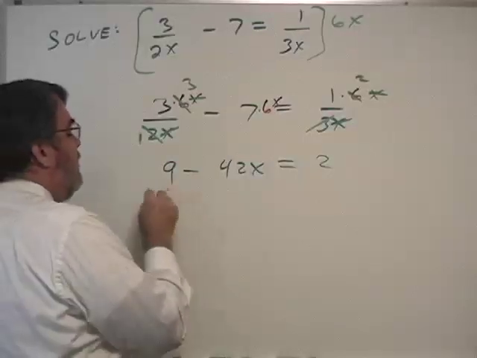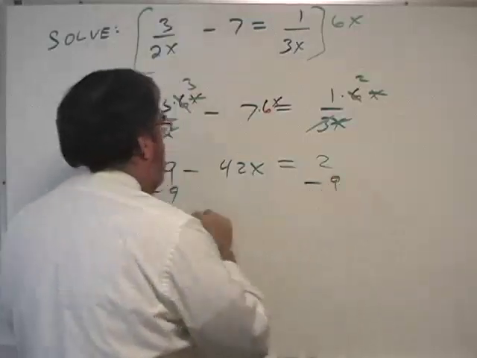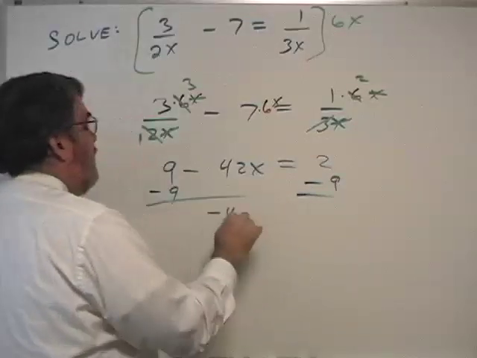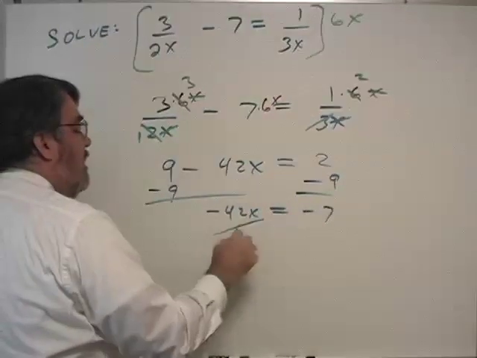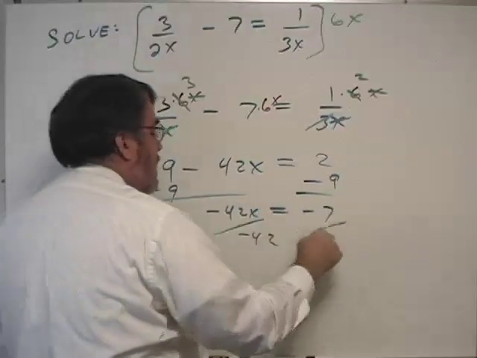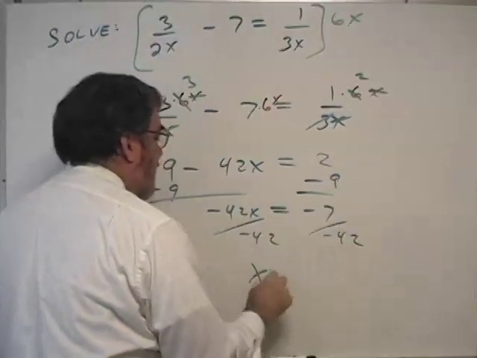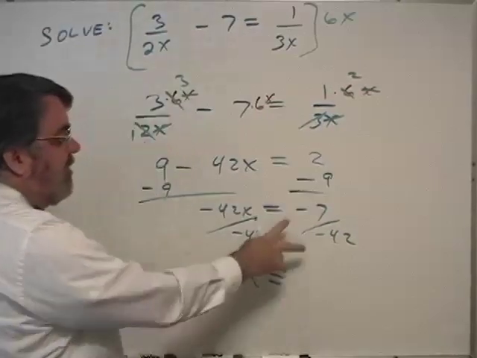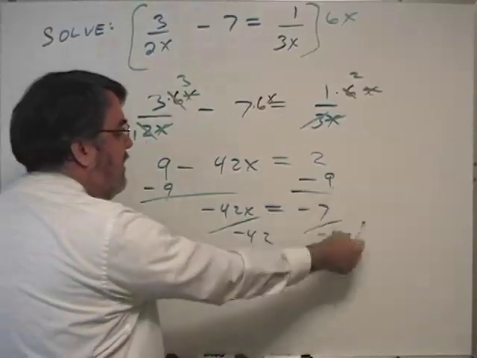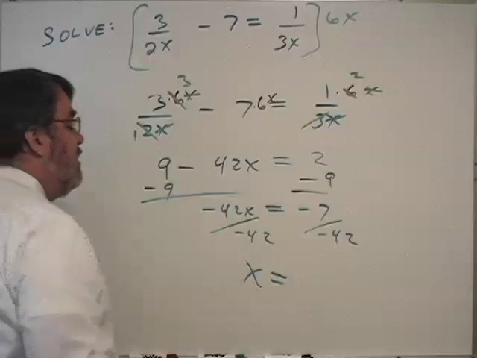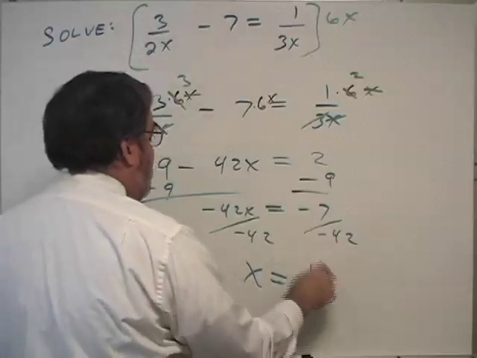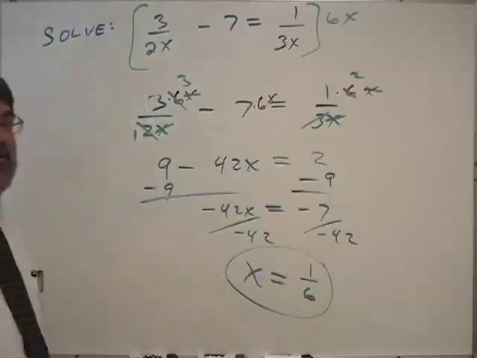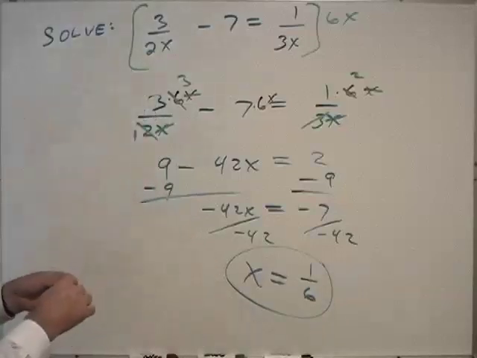I'm going to subtract 9 from both sides. I get minus 42x equals minus 7. And then divide by negative 42. So x equals, now look what happens here, the negatives cancel, and 7 does cancel in the 42, it goes 6 times. Actually, it reduces to 1/6. So 1/6 is our answer.